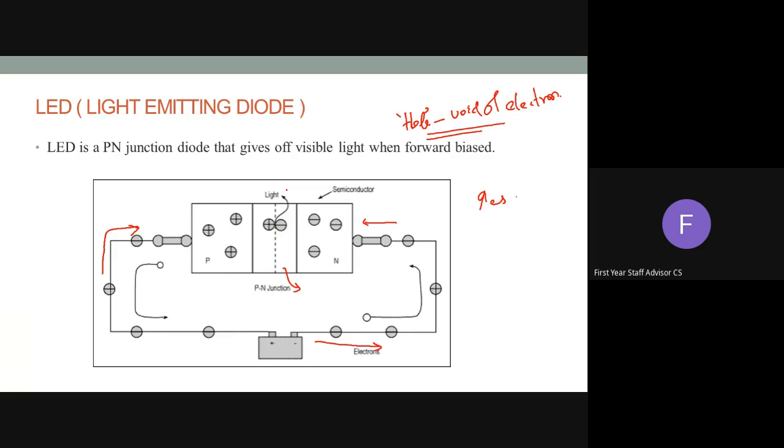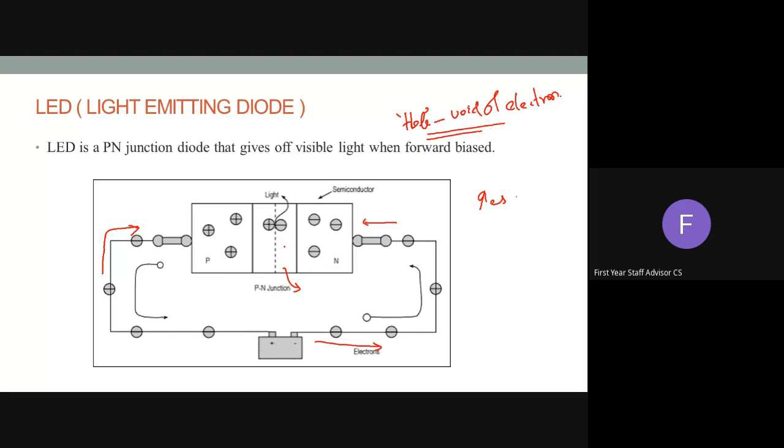The individual energy of this electron and hole is greater than that of the recombined electron hole pair. So there will be an extra energy in the case of recombination. This extra energy will give us light energy. This extra energy will be emitted as light energy.